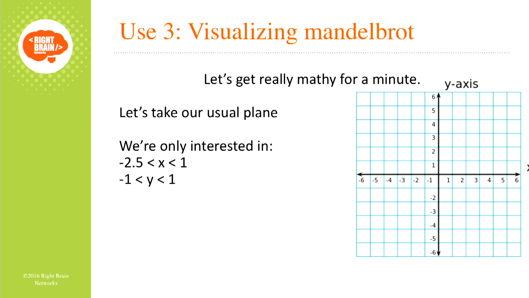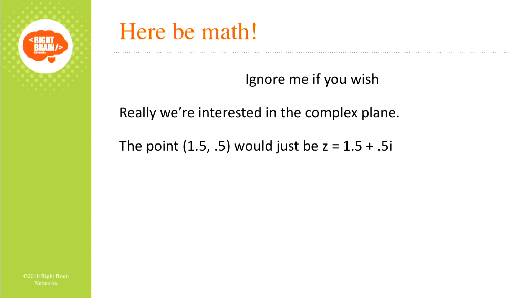Even better. Okay. So what we're interested in is just our normal plane from -2.5 to 1, and -1 to 1. Just a subsection there. We're going to get really mathy for 1 second. Feel free to tune me out. Really what we're looking at is the complex plane. Here's an example of what I mean translating from a point to a complex number.